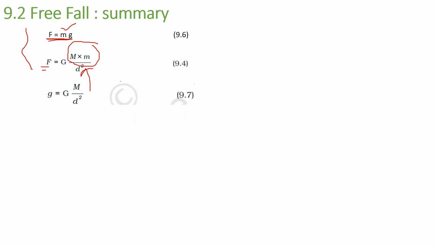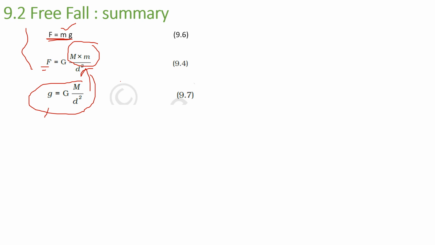Let's summarize what we learned till now. We learned F is equal to mg. What is this? Force is equal to ma, Newton's second law of motion, where acceleration got replaced by acceleration due to gravity for a falling object. Second, the universal law of gravitation. Again, both of them are given by Newton. F is proportional to the product of masses, inversely proportional to the square of the distance. Now if I equate them, we get this formula.